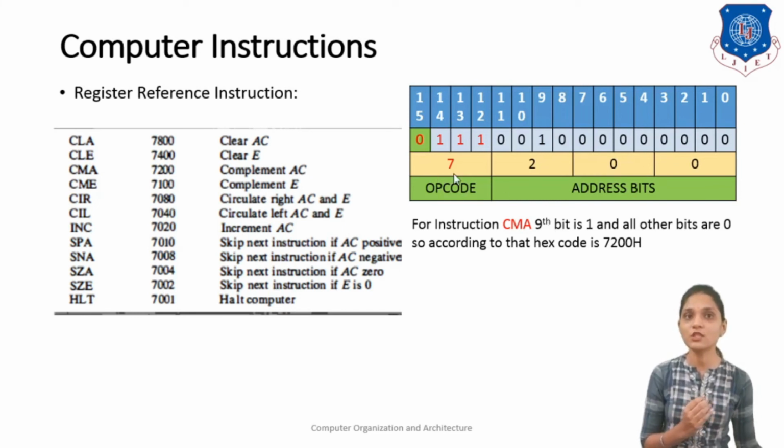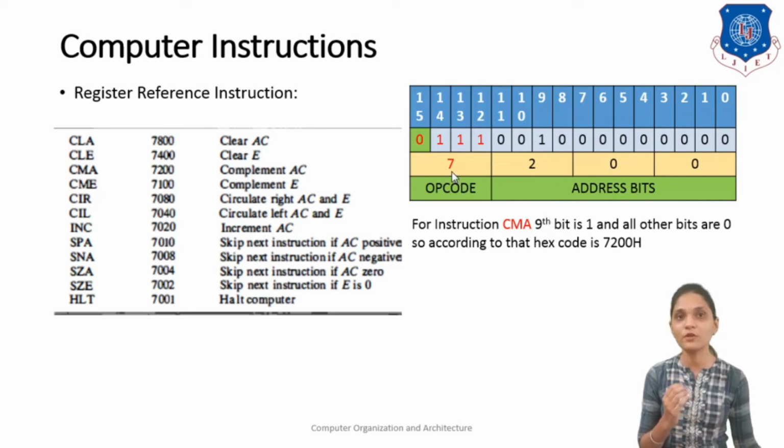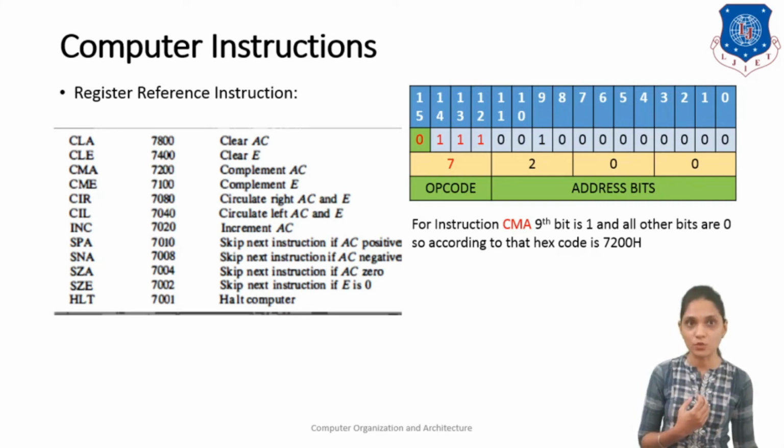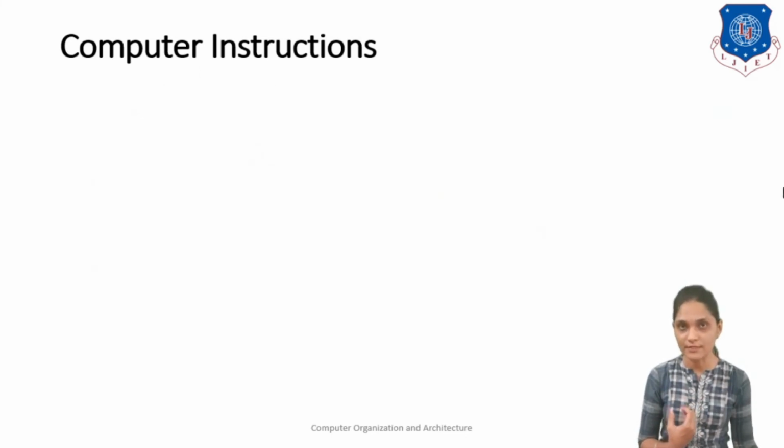So for this instruction, your operation code or hex code will be like this: 7 will be fixed for all of your register reference instructions. For CMA, the 9th bit is 1, that means here the 4 bits will be 2, then 0 and then 0. So your operation code or hex code for the CMA instruction is 7200. Here this H represents your hex code. So in this way we can see how you can represent your register reference instruction.